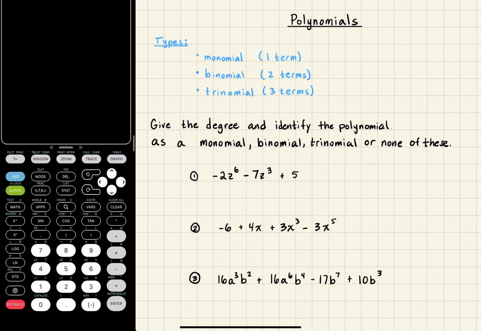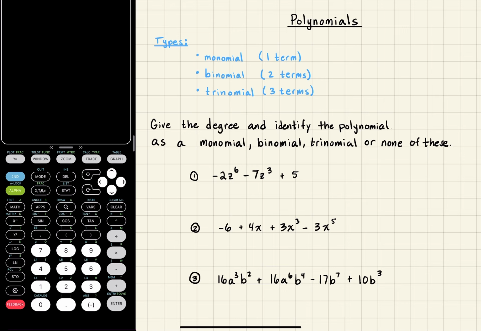So the types of polynomial that you'll need to understand for this class are these three here: the monomial, which contains one term, the binomial, which contains two terms, and the trinomial, which contains three terms. So those are the types of polynomials you'll be concerned with in this class. And I have a few examples down here that I want to take a look at.